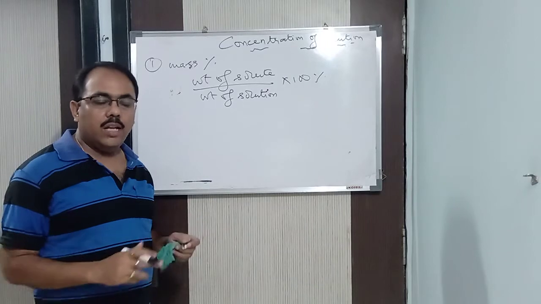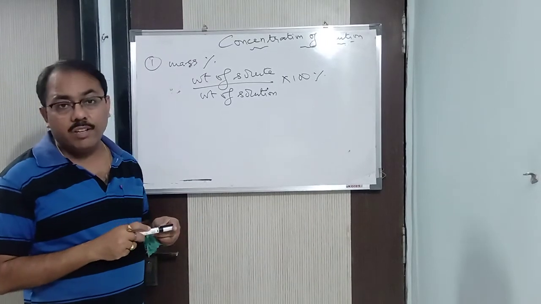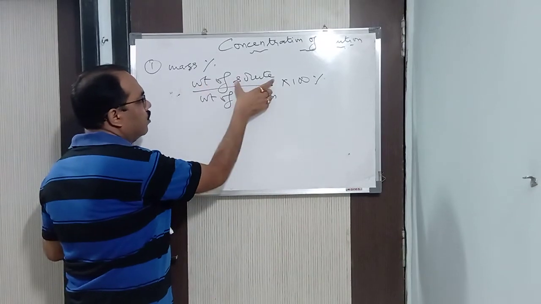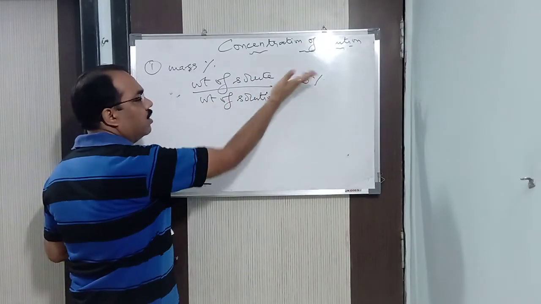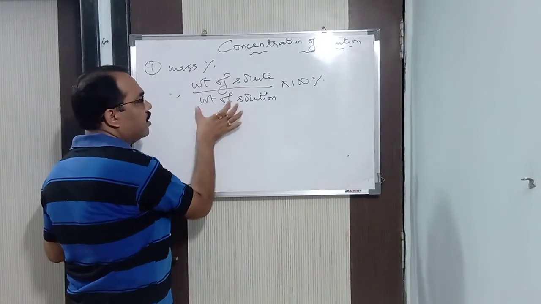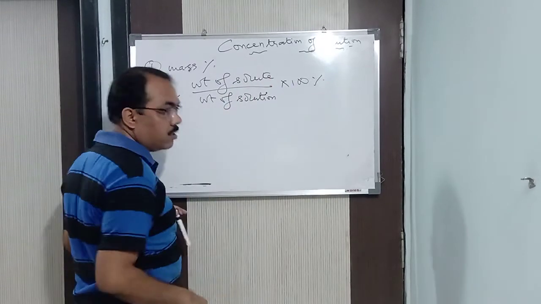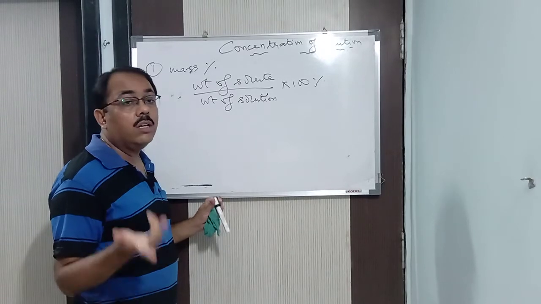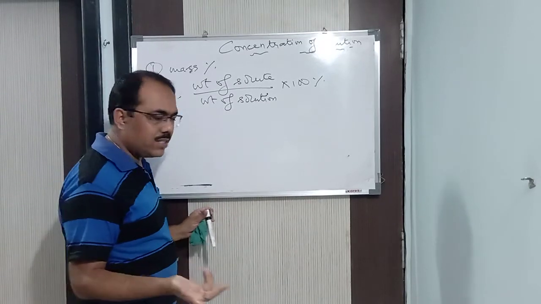Very simple it is. Now, if in the question volume is given instead of mass, what will you do? Apply common sense. Volume of solute by volume of solution into 100%, or volume of solvent by volume of solution into 100%. What I said? In this way, you can calculate the mass percentage or volume percentage. Understood what I said?